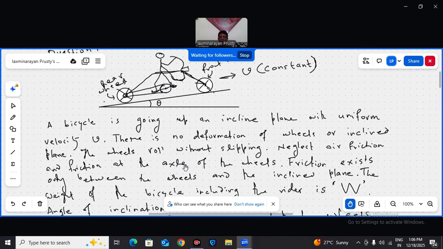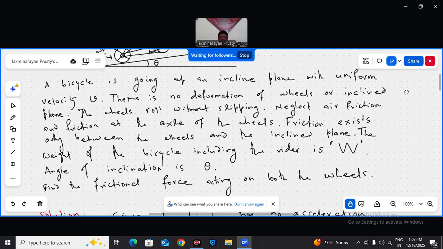So the wheels roll without slipping. So there is no slipping between the touching point of the wheel and the inclined plane. Friction exists only between the wheel and the inclined plane. There is no friction at the axle. There is no air friction. Only friction force exists between the inclined plane surface and the touching point of the wheels. That is the only thing you have to see.